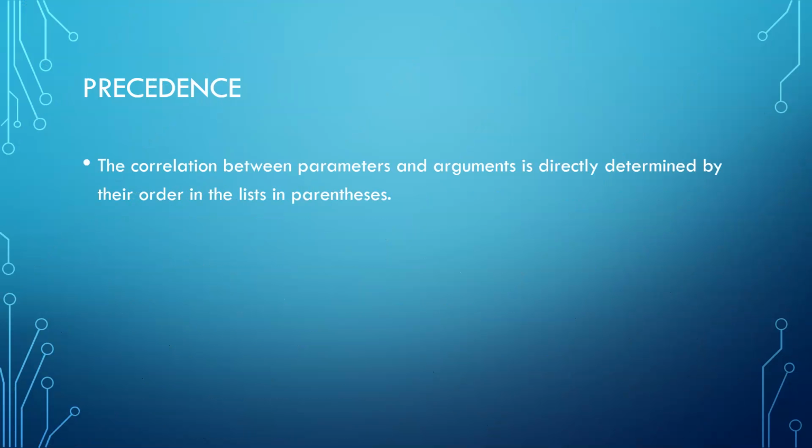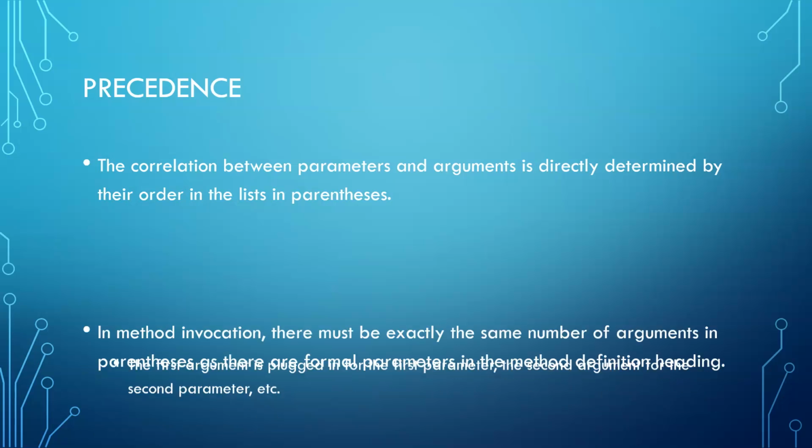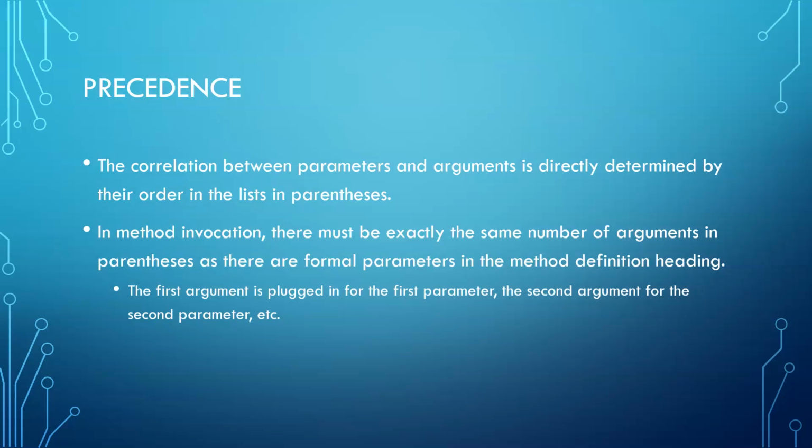Now, there is also a precedence that has to be followed. The correlation between parameters and arguments is directly determined by their order in the list in parentheses. So whichever one comes first is technically the one in higher precedence. In a method invocation, there must be exactly the same number of arguments in parentheses as there are formal parameters in the method definition heading.